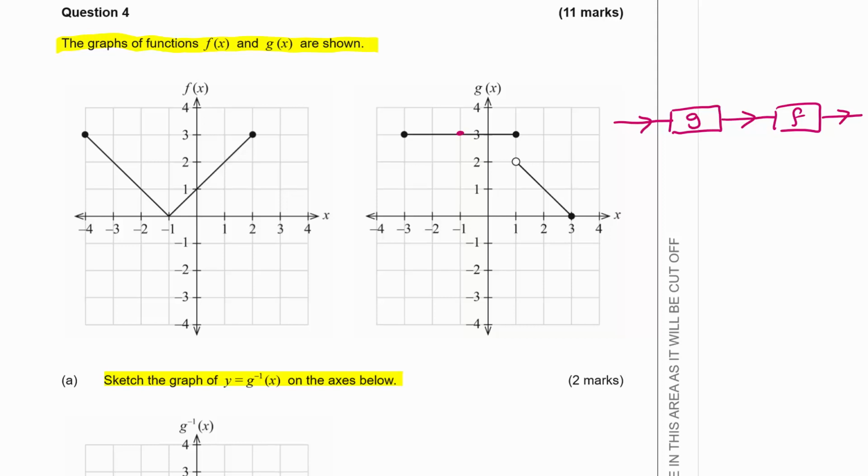Now if we look at f, it's okay for values between -4 and 2. And that means that the output from g is going to need to be in that range, because that's then going to go into f. So it looks like we can't have any of these values because the output there would be 3. So it looks like it's only between 1 and 3 with the 1 not included. So it looks like we're going to have x is a real, x is more than 1, less than or equal to 3.